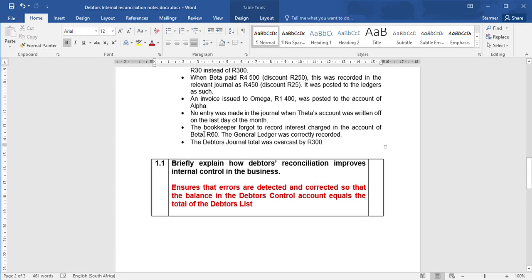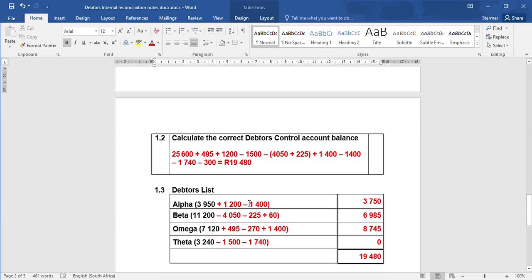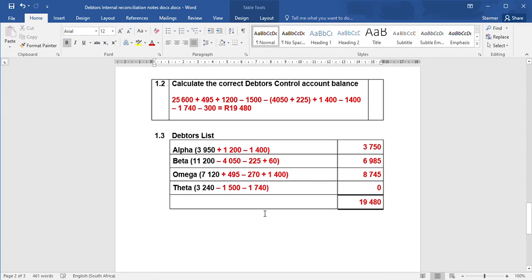Okay, the bookkeeper forgot to record interest charged in the account of Beta. The general ledger was correct. In other words, nothing is wrong with your debtors control, but Beta owes us 60 Rand interest, so you're going to add here. That's an example of where one thing is wrong only.